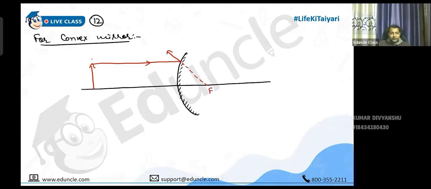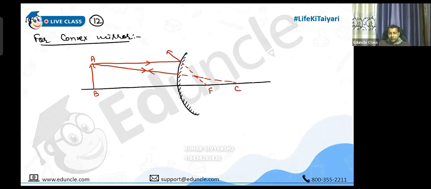Focus, it goes here. And one ray directly passes through C, which is somewhere here. So it goes here and it comes back because this is behind the mirror. So here is where you are getting your image and you can see it is virtual. Clear? Yes, sir.